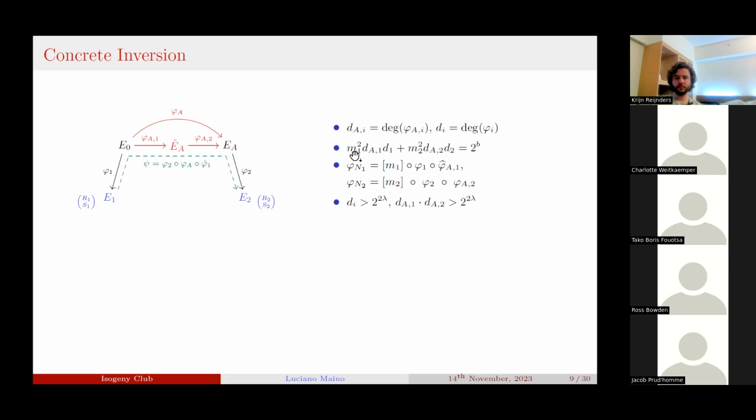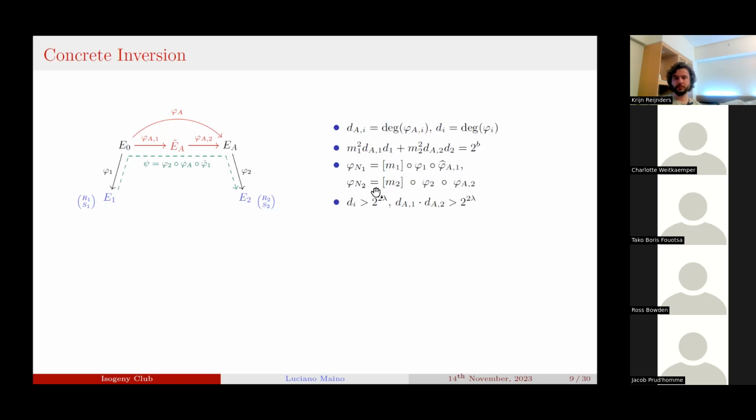Then we need to find two integers, m1 and m2. For these integers, it doesn't matter if they are smooth or not. They can be anything. I need to find these two integers m1 and m2 such that m1 squared times dA1 times d1 plus m2 squared times dA2 times d2 is equal to a power of 2. So this quantity here will play the role of n1, and the second quantity here will play the role of n2. And the other condition is that they are coprime.